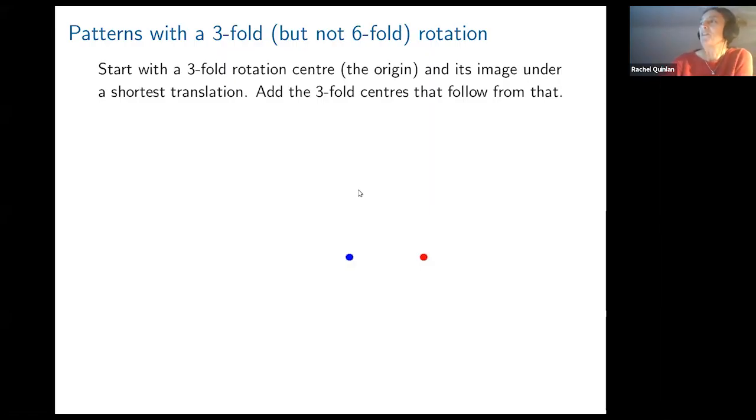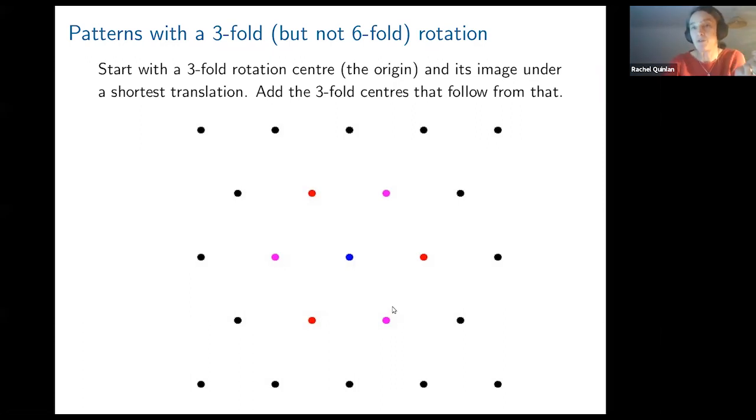So if you want some examples with 3-fold but not 6-fold symmetry, again, we can figure out what the pattern of 3-fold centers looks like. There's 2 more of them there coming from rotating the first red one around the blue one. 3 more, these are all translations, so their negatives have to be translations as well, and we can fill out the whole picture with 3-fold rotation centers. And remember here, we're thinking about patterns that have a 3-fold, but don't have a 6-fold rotation center.